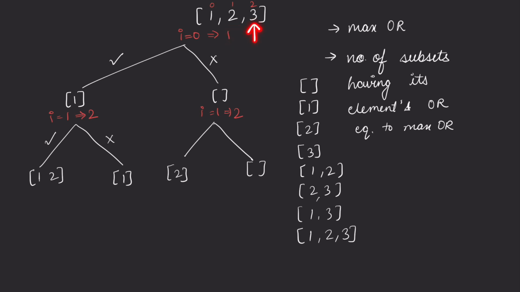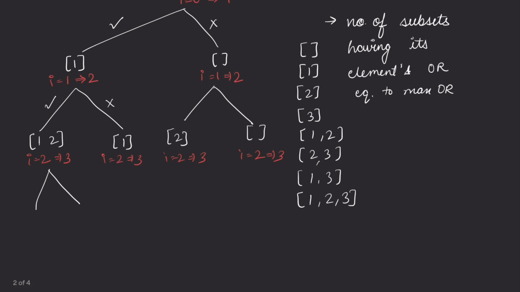Now we need to check for the next element, which is 3. So in all these 4 cases, we will consider the next element. So I will become 2 now, and the element will be 3 everywhere. Again for 3 also, in all the cases we will have 2 choices, either take it or do not take it. So if we take 3, then this will become 1, 2, 3, and if we do not take it, then it will remain 1 and 2.